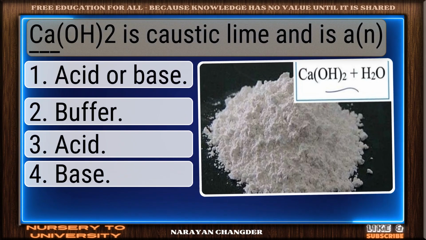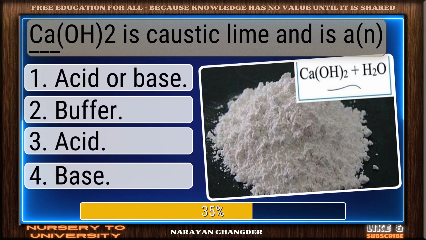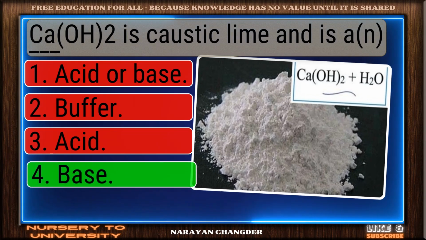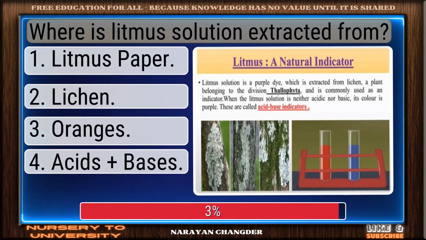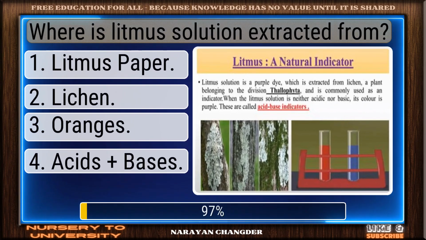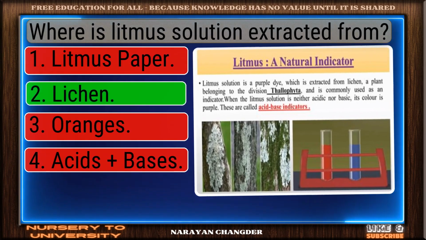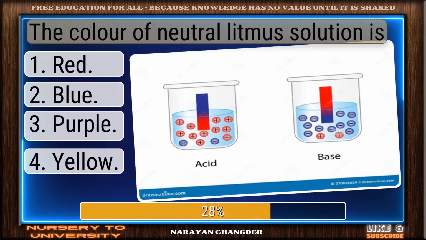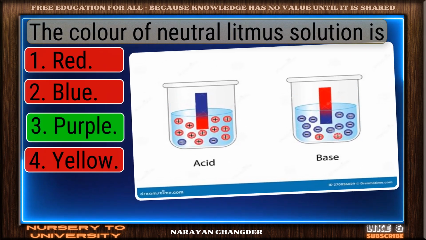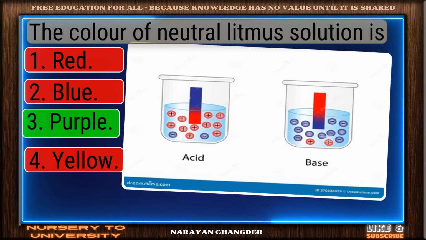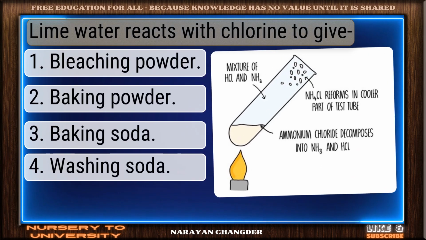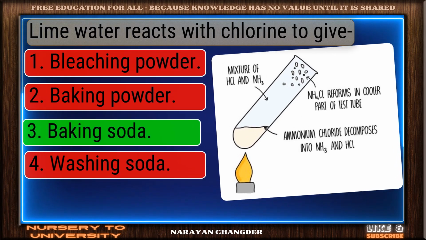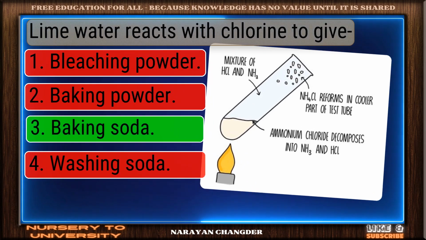Slaked lime is caustic lime and is a dash. Smart pick. Base is correct. Where is litmus solution extracted from? Bravo. Lichen is the answer. The color of neutral litmus solution is... Clear logic. Purple is sound. Lime water reacts with chlorine to give... You're right. Baking soda is correct.